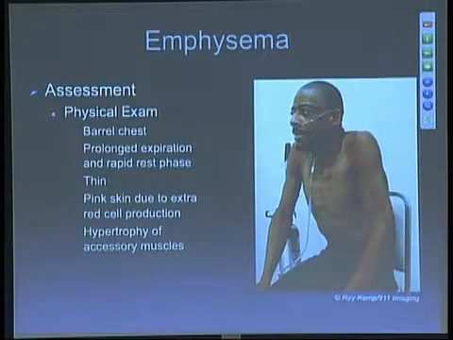Often a barrel chest. There's a prolonged expiration phase. One of the problems with emphysema and ultimately with asthma when it's fully developed is there's difficulty getting air out as well as getting air in. But there's more difficulty getting air out because the bronchioles have a tendency to collapse as they try to force air out. So there's a prolonged expiration phase, and therefore that decreases the rest phase of respiration. So they'll be breathing more rapidly, but with a prolonged expiratory phase.